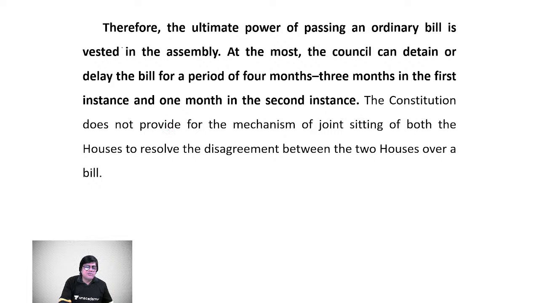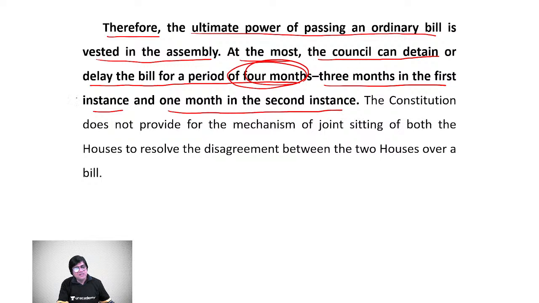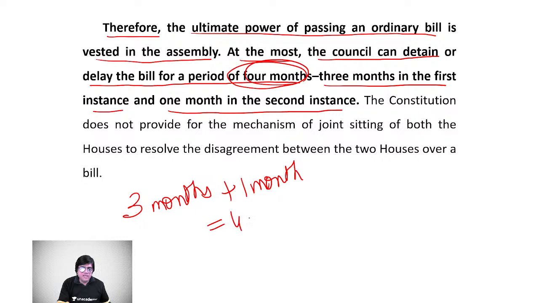So in all these cases, the ultimate power of passing an ordinary bill is vested in the assembly. At the most, the council can detain or delay the bill for a period of 4 months in all: 3 months in the first instance, plus 1 month in the second instance. Total, it can delay the bill by 4 months.